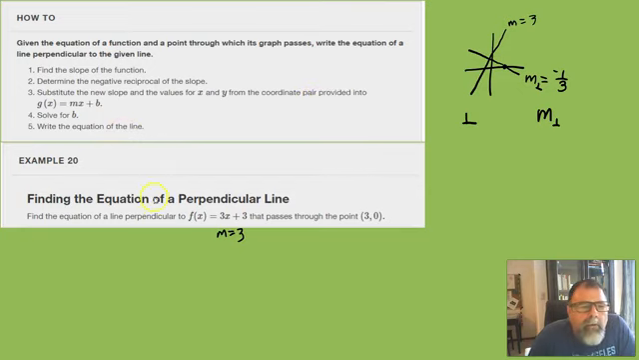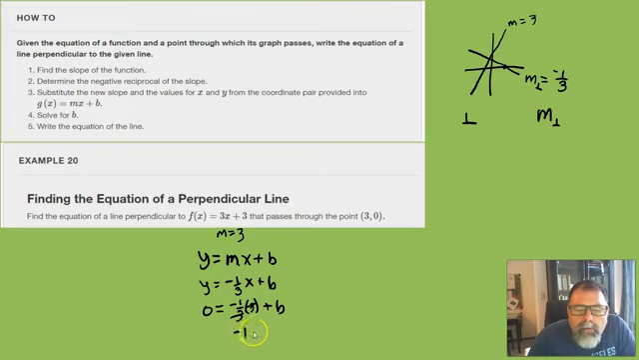All right, substitute the new slope and values of x and y into the equation. Oh, they're using g of x instead of y. Same thing. So I'm going to write y equals mx plus b, and I'm going to put in my perpendicular slope, which is -1/3. And then I'm going to plug in the 3, 0: -1/3 times 3, y is 0. So this is nice, the 3's cancel. So you get -1 plus b, add 1 to both sides, so b is 1.